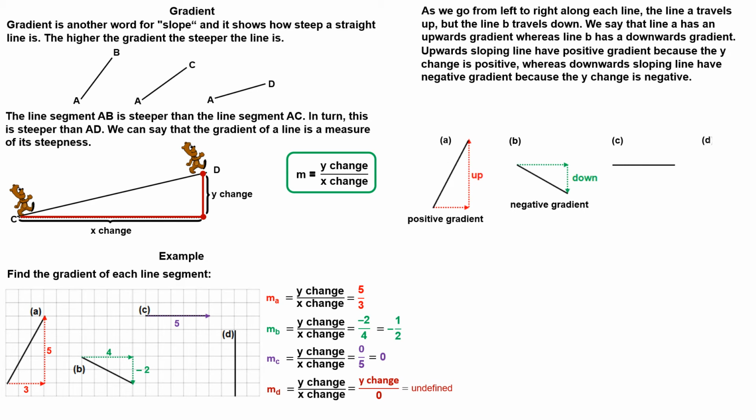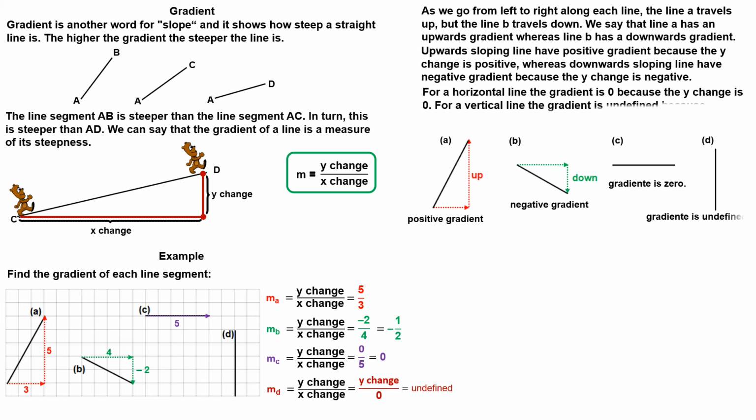Look at the diagram. For a horizontal line, the gradient is 0 because the y-change is 0. For a vertical line, the gradient is undefined because the x-change is 0 and division by 0 does not exist. Now it is your turn.